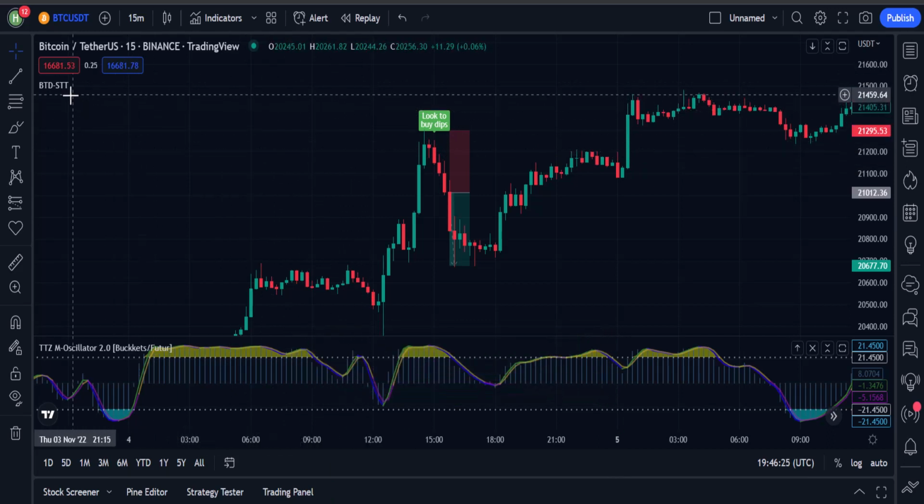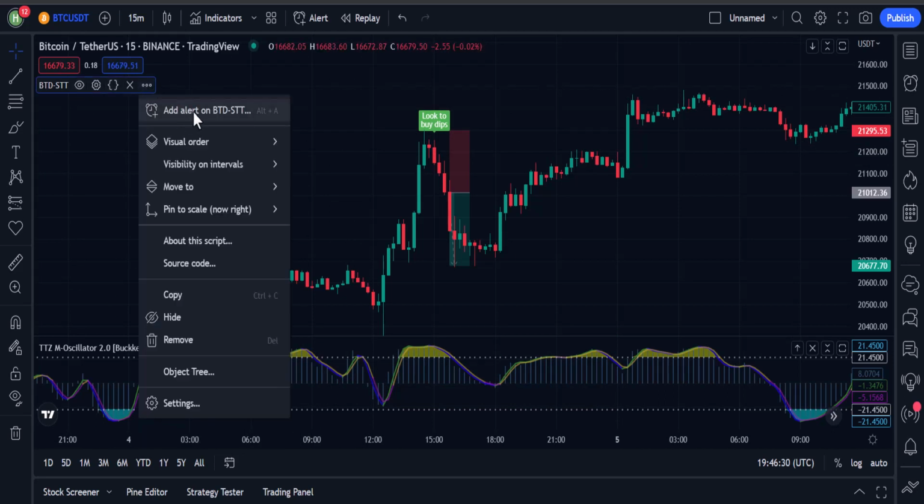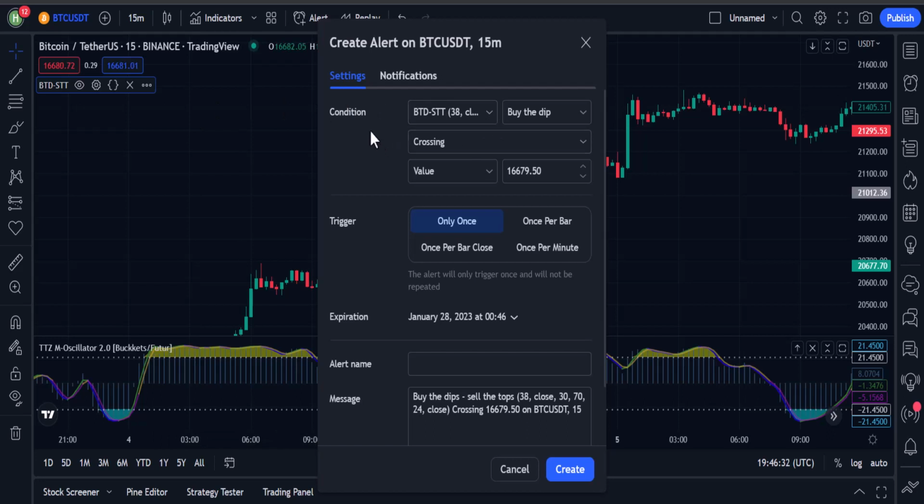Now let me show you guys exactly how to set up the alerts. So for setting up alerts, first, you're gonna click on these 3 dots. Then right click on Add Alert right here. Then you're gonna set up this alert twice, one for the buy, and one for the sell. You're gonna make sure that this is on BTD/STT. Buy the dips, sell the top.